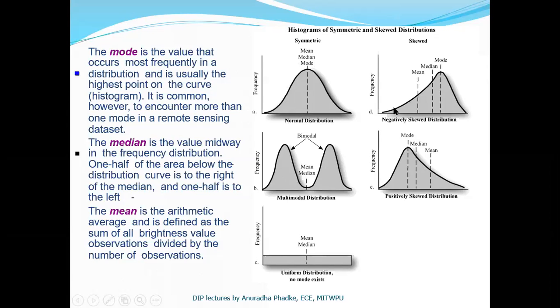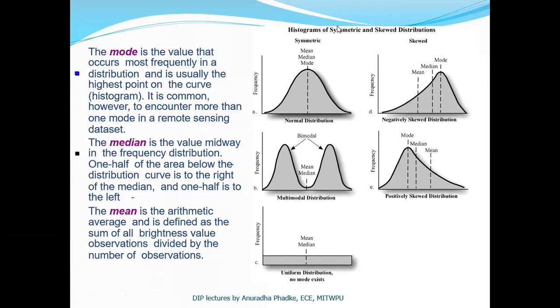Okay. Now if you consider this particular distribution, which is known as a negatively skewed distribution. Now for this distribution, of course, this mode value is, say, x1.